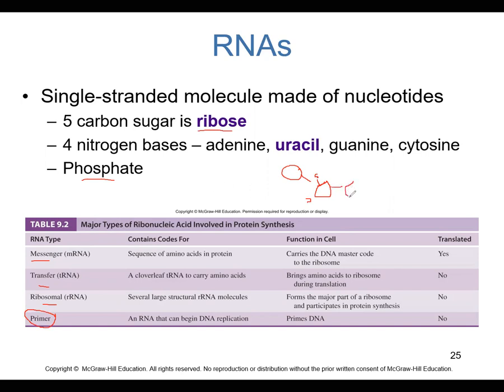And the base that is unique to RNA is uracil. So I'll put the U in there. This is ribose. This is the sugar ribose, and this is the phosphate. It looks just like the DNA nucleotide, except that it's using ribose instead of deoxyribose, and it could have the nitrogenous base of uracil instead of thymine.